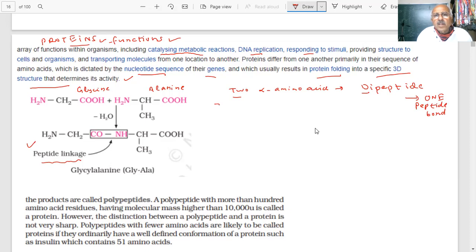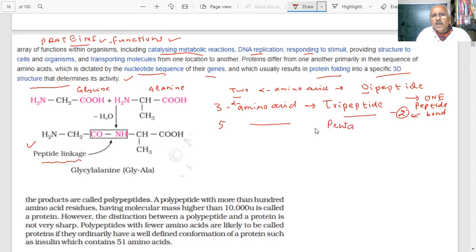If there are 3 alpha amino acids coming together, what will they form? Tripeptide. How many peptide bonds will be there? 2. If there are 5, pentapeptide, 4 peptide bonds. So the number of peptide bonds is one less than the number of amino acids.